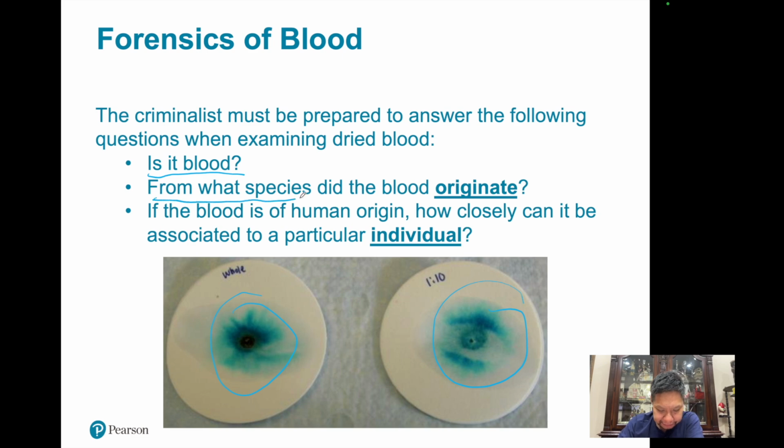The next question you have to ask yourself is the species of the blood: what is the species that the blood came from? It might not even have been human blood. It could have been chicken blood, pig blood, it could have been anything. So we always have to test it to see if it's human blood. And if the blood is human, how closely can we associate it with the individual? Can we actually attach that blood to an individual, individualize that blood with a person, a suspect or a victim? There's ways to do that, but the most common way now is with DNA.